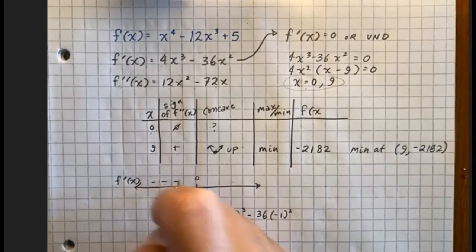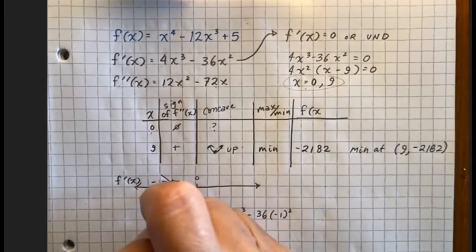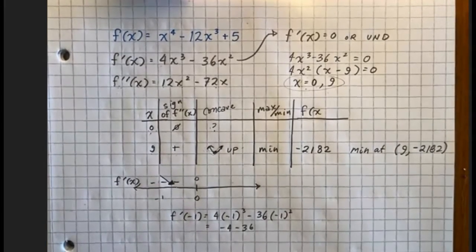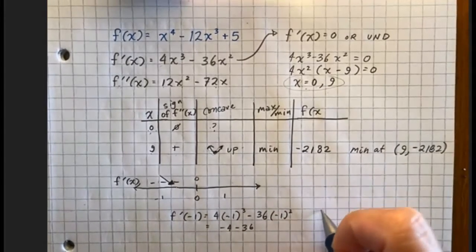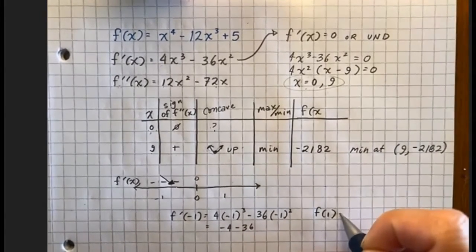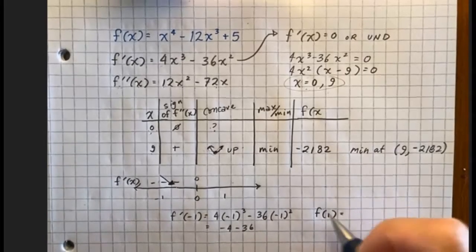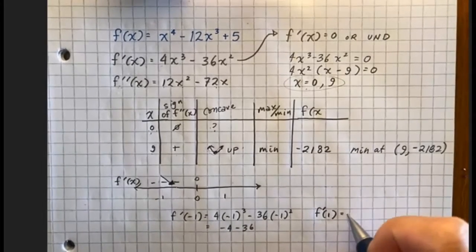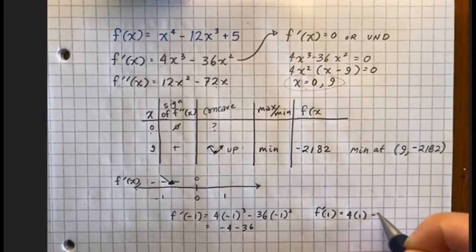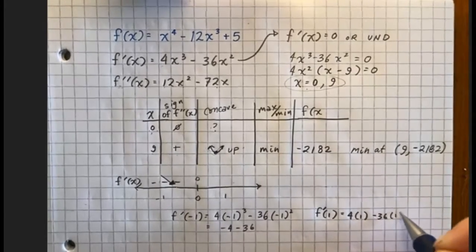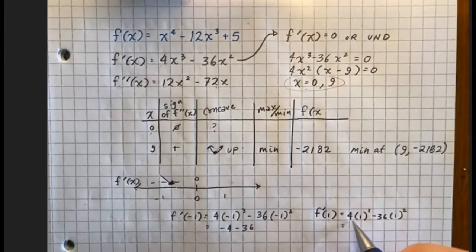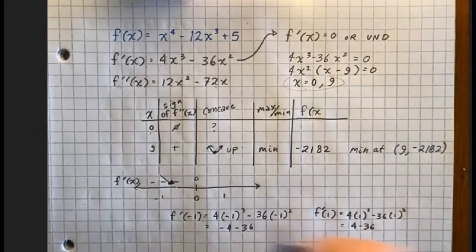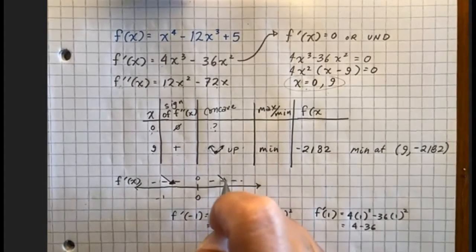All right, so the function's decreasing. The slope of the tangent line is negative to the left of 0. And then let's check a point 1. So f prime of 1 is 4 times 1 cubed minus 36 times 1 squared. That's just 4 minus 36, which is negative. So it's still decreasing.